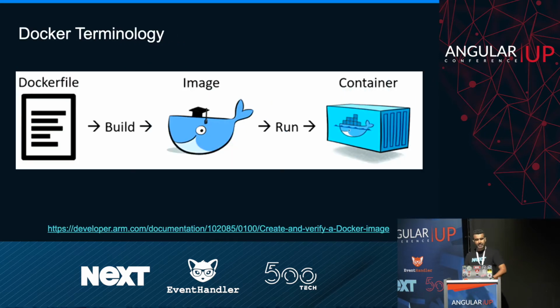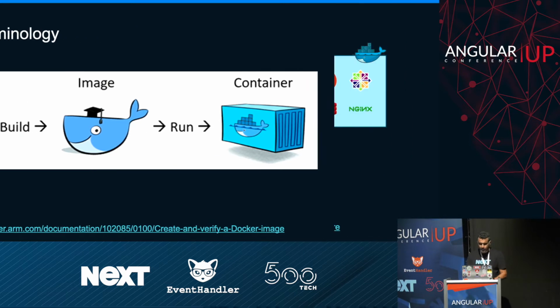Let's understand some basic concepts in Docker. A Dockerfile is a text document that contains instructions to assemble an image. A Docker image is a read-only template that contains a set of instructions for creating a container that can run on the Docker platform. And a Docker container is a unit of software that packages up code and all its dependencies so the application can run.